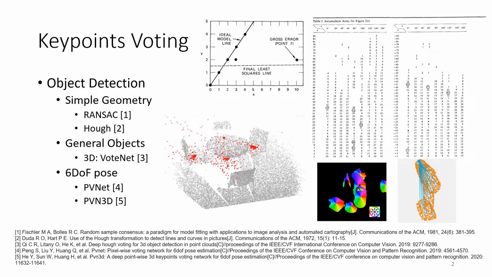Voting has a long and rich history in computer vision. RANSAC and Hough transformation are two popular voting techniques to localize simple geometries such as lines and circles. Many recent machine learning methods are still based on these methods. VoteNet used Hough voting without a codebook to detect 3D objects in point clouds. Beyond general object detection tasks, voting has also become popular in 6DoF pose estimation. PVNet and PVN3D use different voting quantities to vote for keypoints and use the keypoint pairs to estimate the ultimate 6DoF pose.